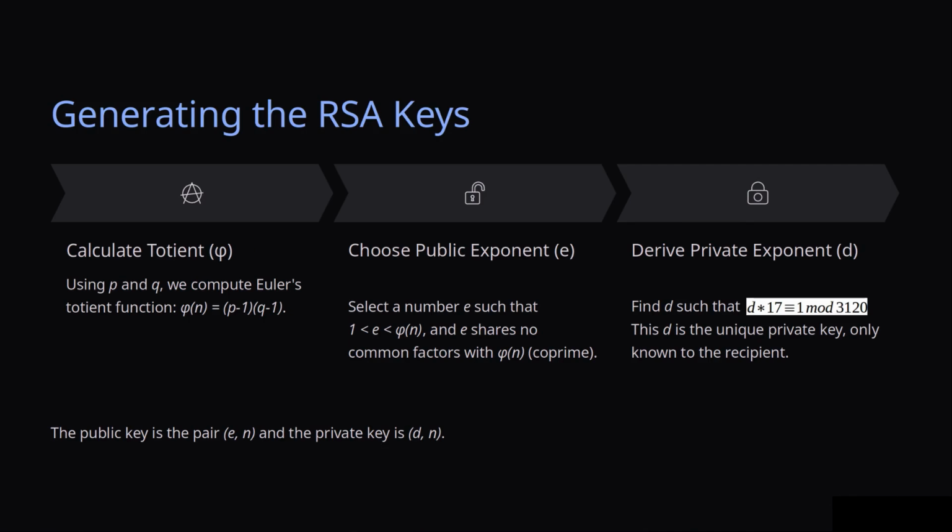After we found our exponent e, we need to get our exponent d. To find d, we need to find a number such that d times e equals 1 modulo phi of n. Sounds complicated, but in an example you will see it's pretty simple, actually. So this d is the unique private key that's only known to the receiver of our message. Now that we have all of this, we can say our public key is the pair e and n, and the private key is d and n.